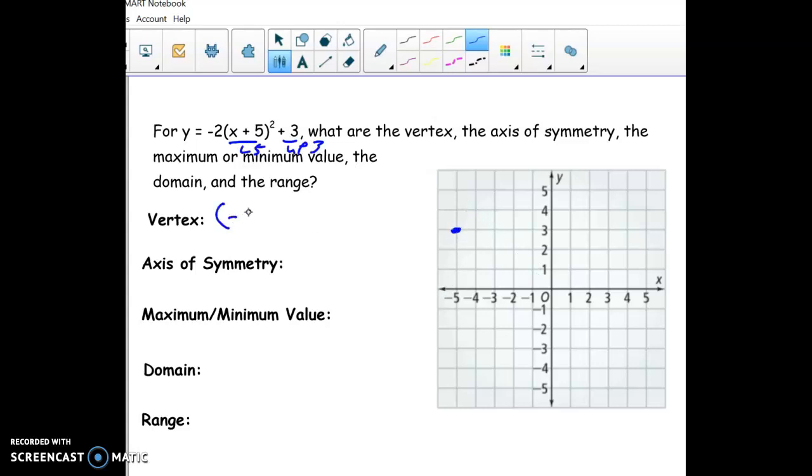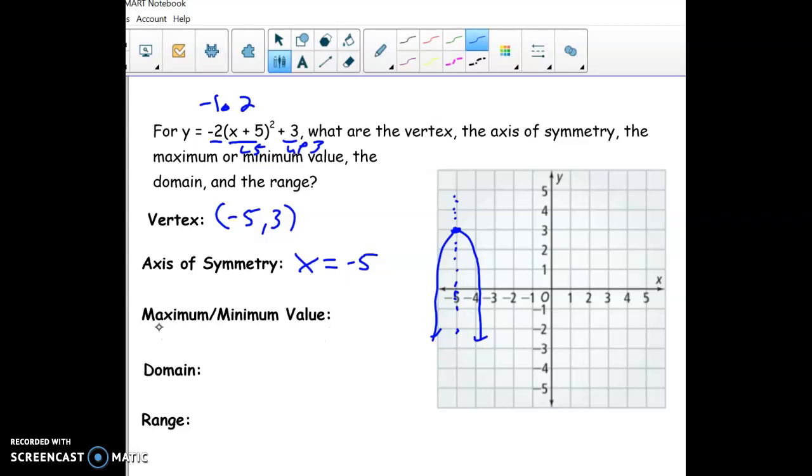We can actually list it. That'd be (-5, 3). And then this -2 is going to stretch it because of the 2. And it's negative, so it's going to go upside down. So we're going to stretch it vertically and then draw it upside down like so. All right, and that's it. That's your graph, right? And so our axis of symmetry is this x equals line. So now that we got the graph, we can hopefully see that that's just x equals -5.